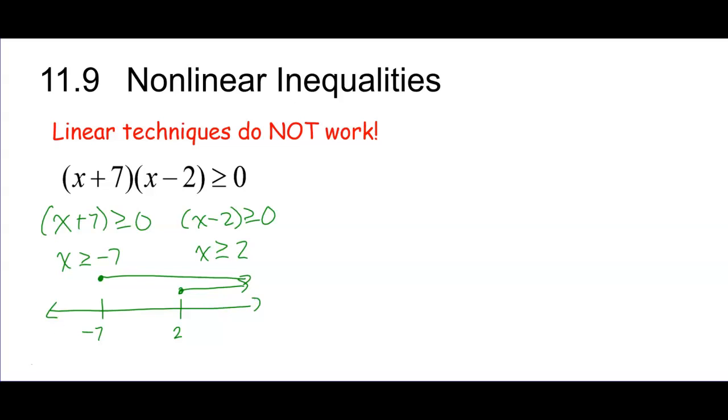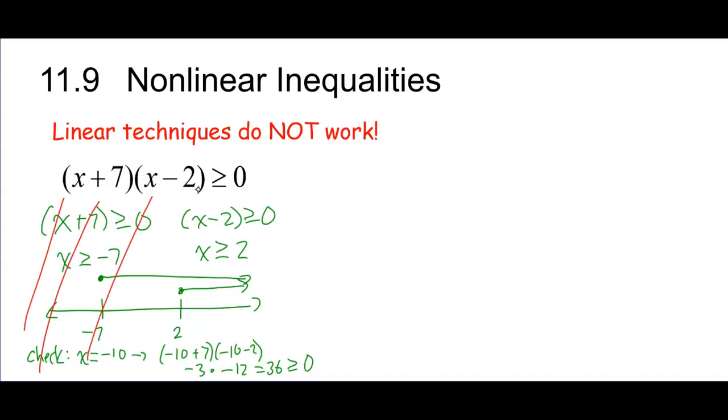For example, if you check your answer by plugging in something over here on the far left where it seems for sure it can't possibly work, try say x equals -10. If you go back into that original inequality and plug in -10, you end up with -3 times -12, which is +36, and that is indeed bigger than or equal to 0. That actually does work. So trying to deal with these problems the way you would deal with an equation is just doomed to failure. It cannot possibly work.